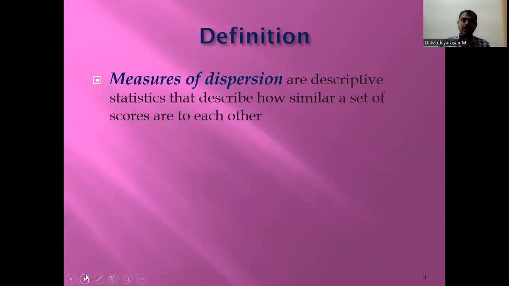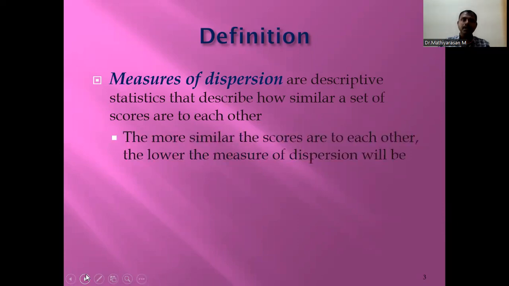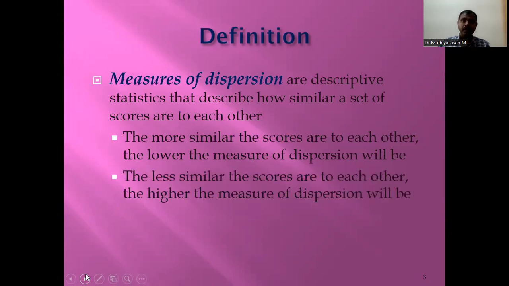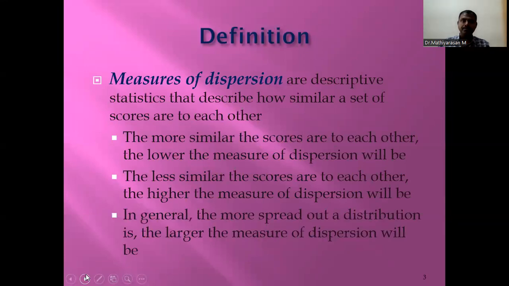Measures of dispersion are descriptive statistics that describe how similar a set of scores are to each other. The more similar the scores are to each other, the lower the measures of dispersion will be. The less similar the scores are to each other, the higher the measures of dispersion will be. In general, the more spread out a distribution is, the larger the measure of dispersion will be.